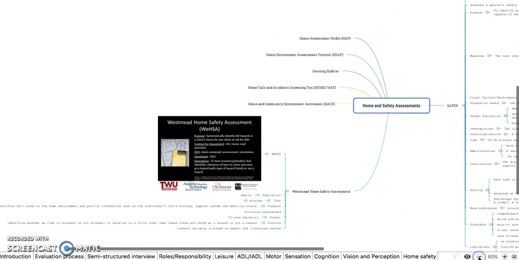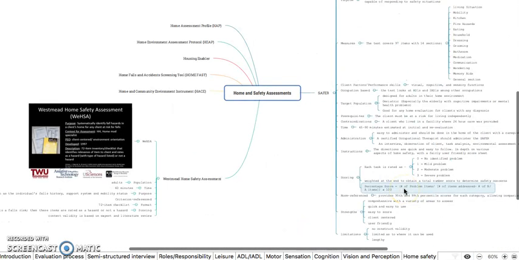And then some other ones we didn't really touch on were the Home Assessment Profile, Home Environment Assessment Protocol, Housing Enabler, Home Falls and Accidents Screening Tool, and then Home and Community Environment Instrument. And so that's all the assessments we covered this semester.